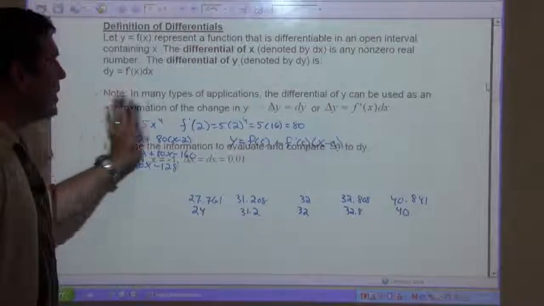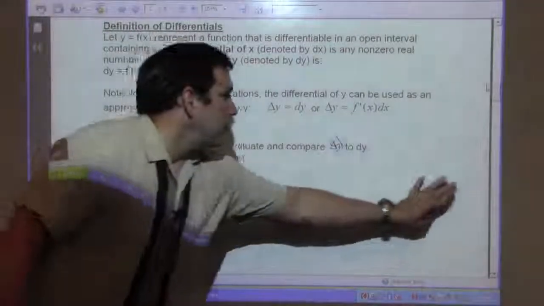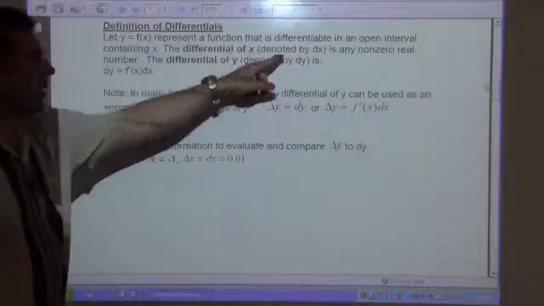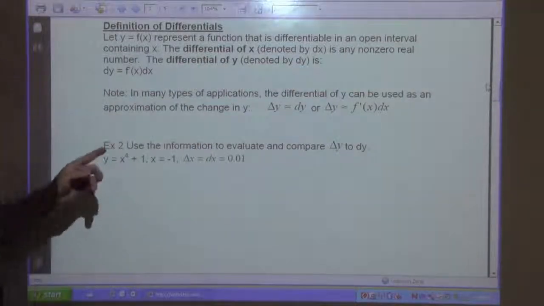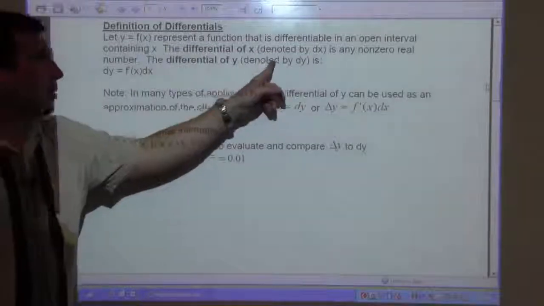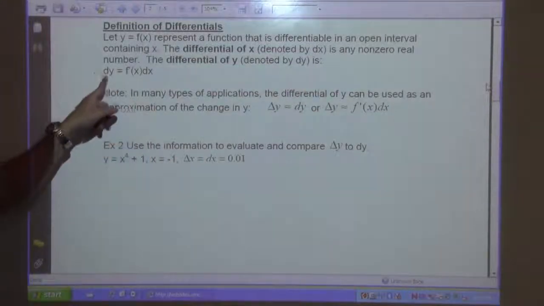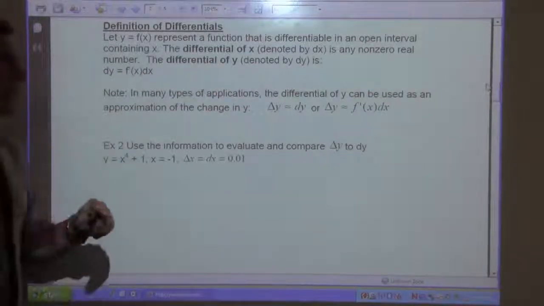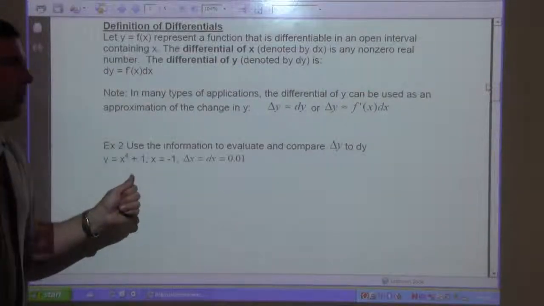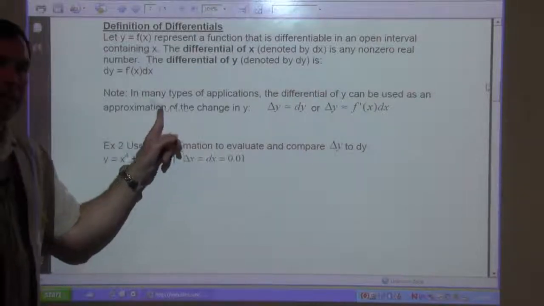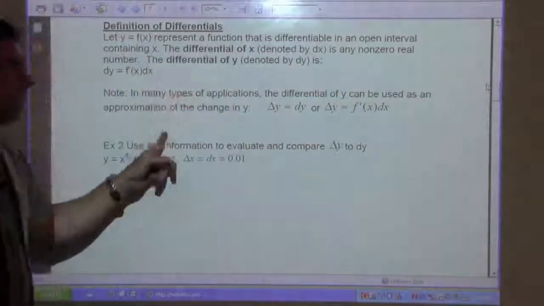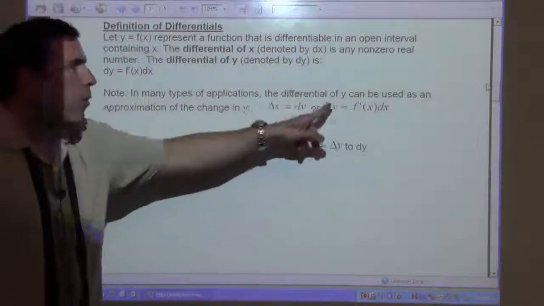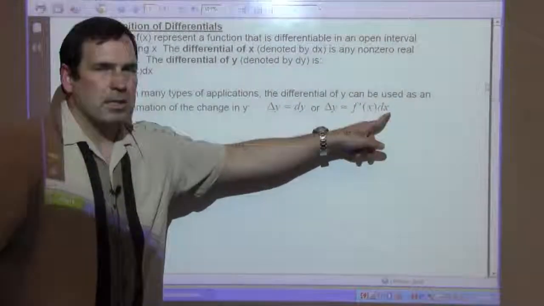Let y equals f of x represent a function that is differentiable in an open interval containing x. The differential of x, denoted dx, is any non-zero real number. The differential of y, denoted dy, is f prime of x dx. In many types of applications, the differential of y can be used as an approximation of the change in y. So delta y is approximately dy, or delta y is approximately f prime of x dx.